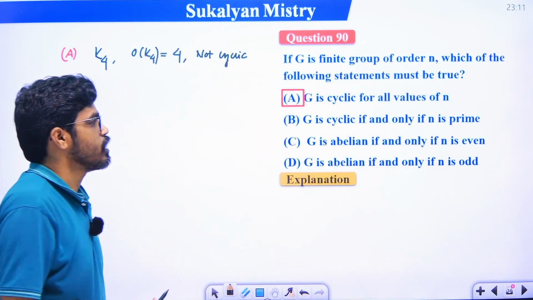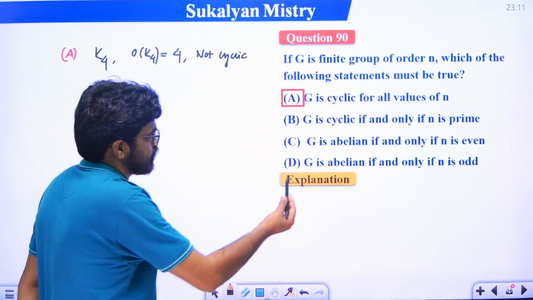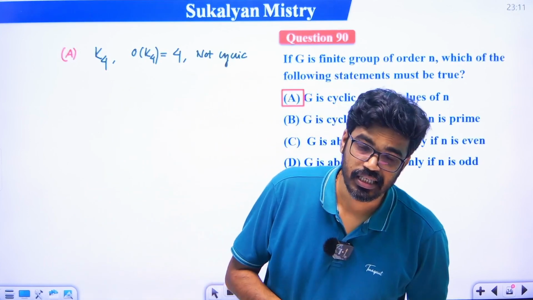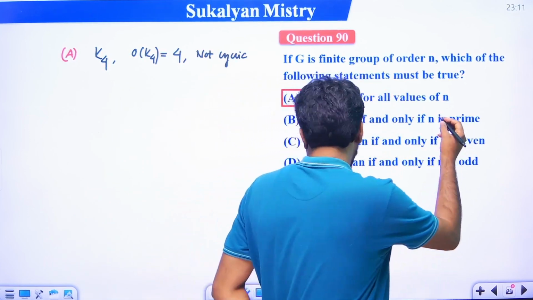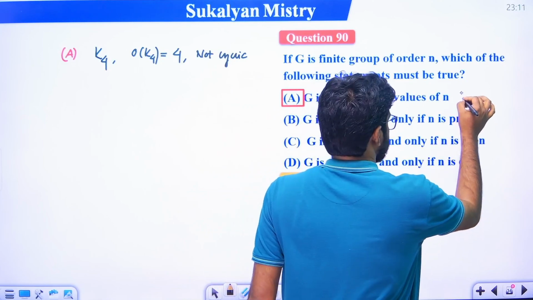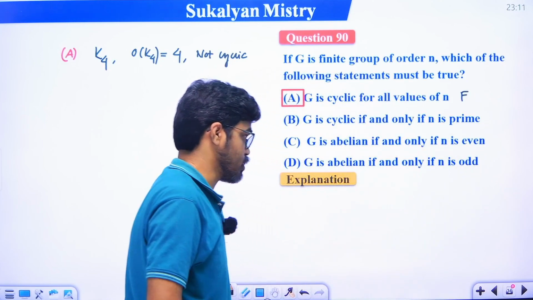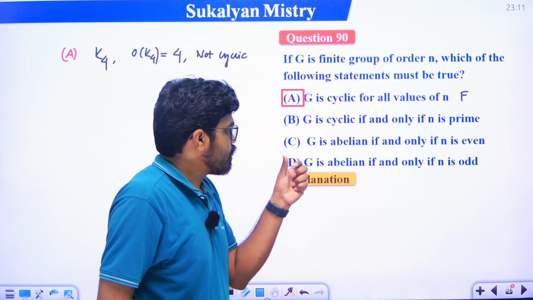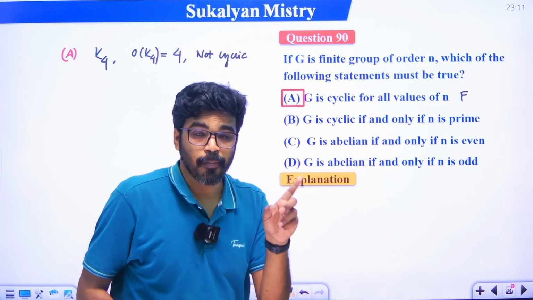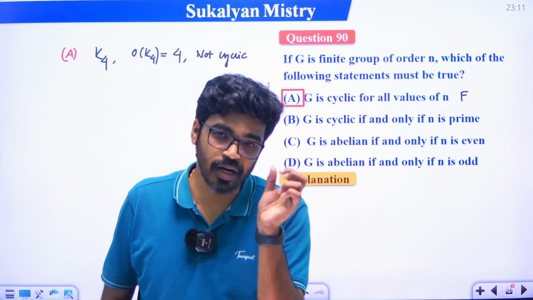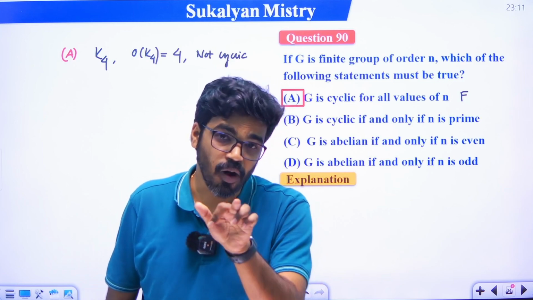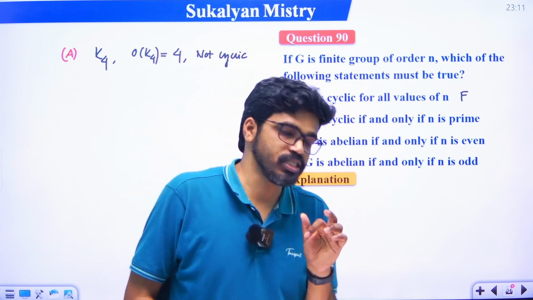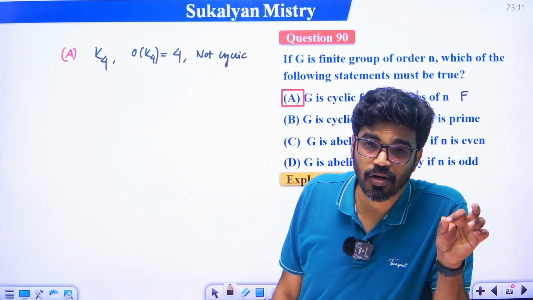Okay. Next, G is cyclic if and only if n is prime. That is also false. Why? Since it says if and only if, we know that every group of prime order is cyclic. If a group G has prime order, then it must be cyclic. But the converse is not necessarily true.